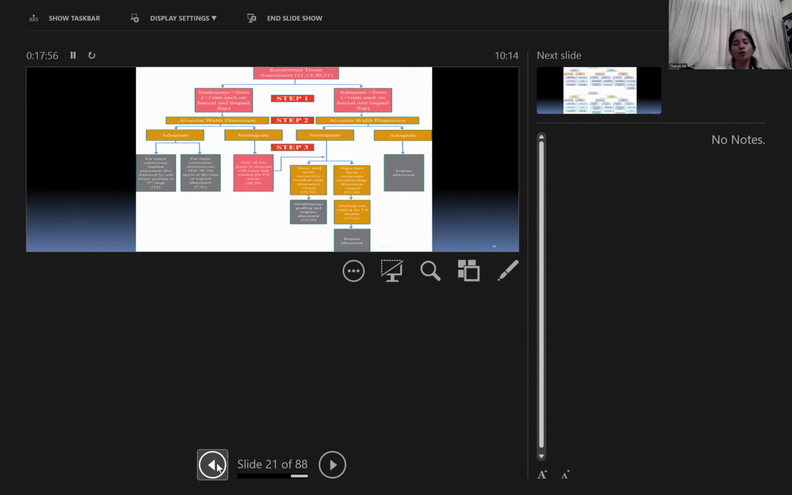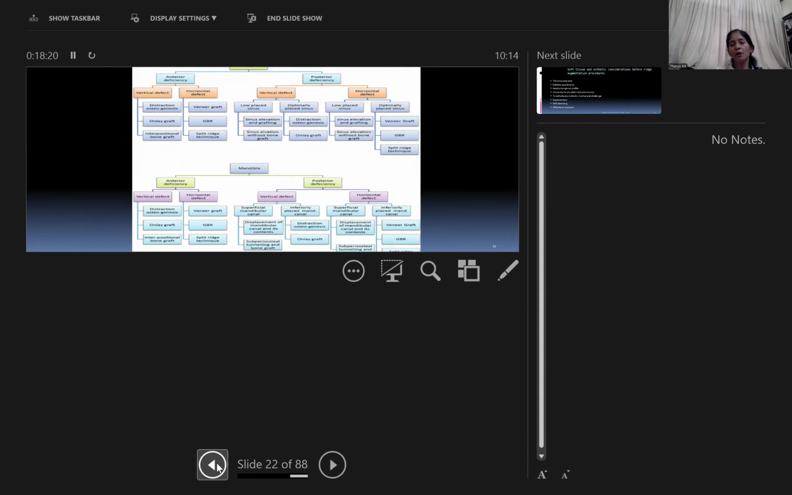Now we have a simple flowchart given here as to when you want to do this. You have step 1, step 2, and step 3. The basic rationale here is quantifying the amount of the keratinized mucosa, less than 2 mm or greater than 2 mm. That sets the tone for your step 2 and step 3.